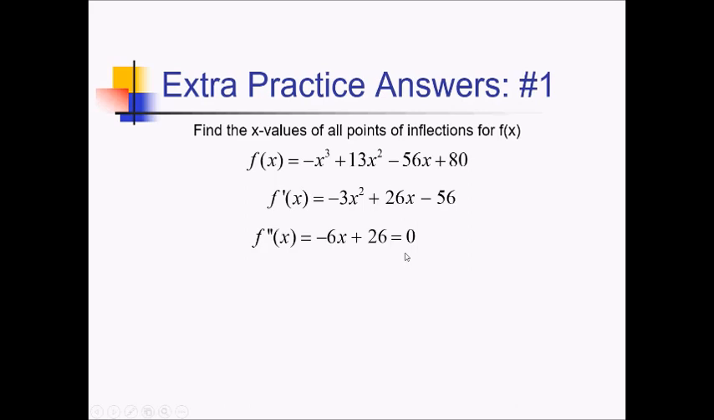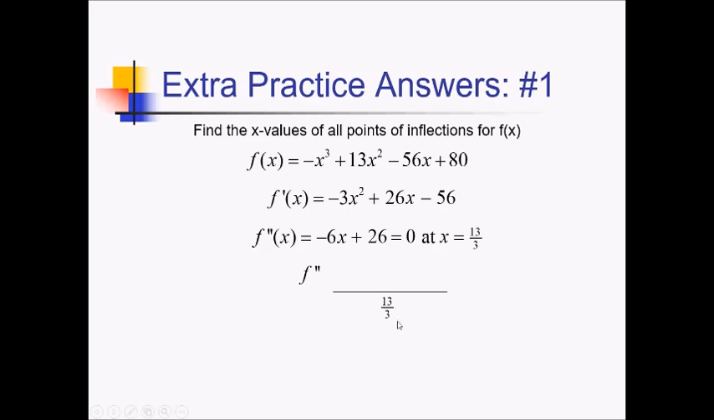There's really only going to be one critical value since this is a first degree equation. If I subtract 26 and divide by negative 6, 26 over 6 basically is going to be 13 over 3 if I reduce that. So that's my only critical value. Let me put that on a f double prime number line and do some sign analysis around that.